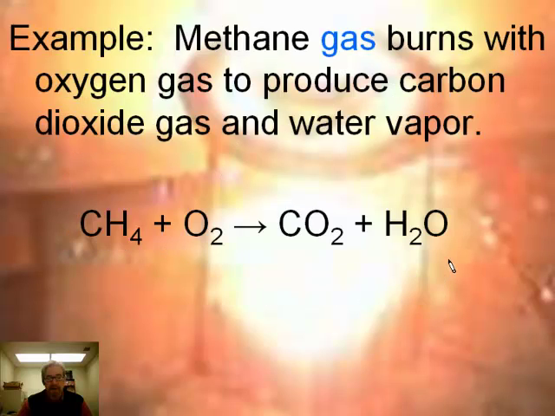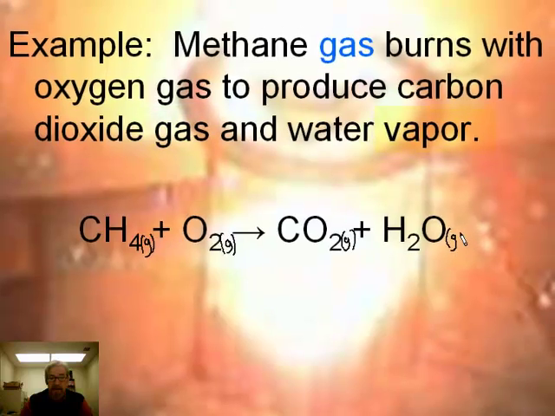So for example, to go back to our methane gas burning reaction, methane gas burns with oxygen gas to produce carbon dioxide gas and water vapor. We could tune this up a little bit by putting methane gas, (g), oxygen gas, little (g), carbon dioxide gas, little (g), and water vapor. Vapor is just another word for gas, so we'll put a (g) after that.